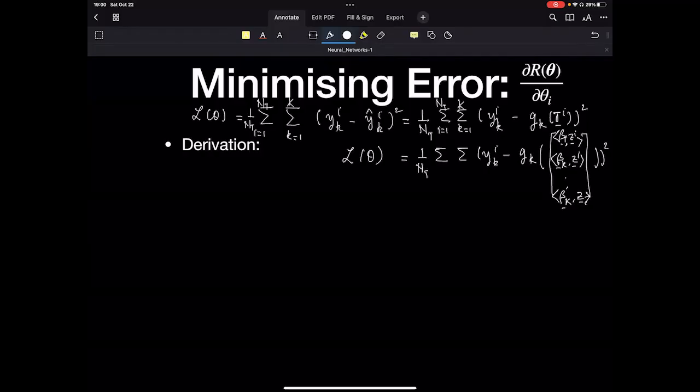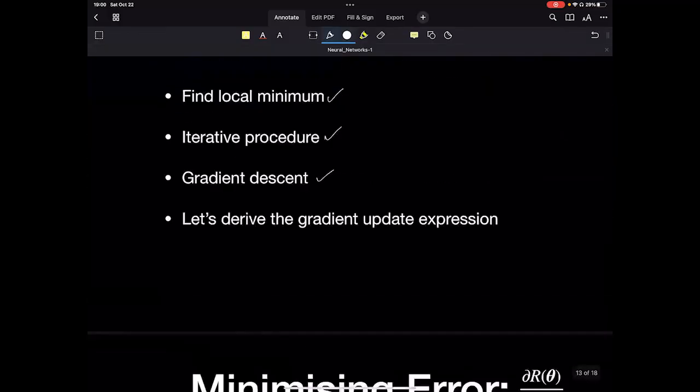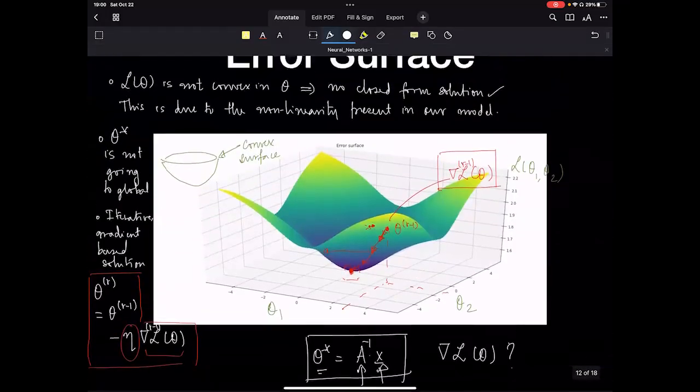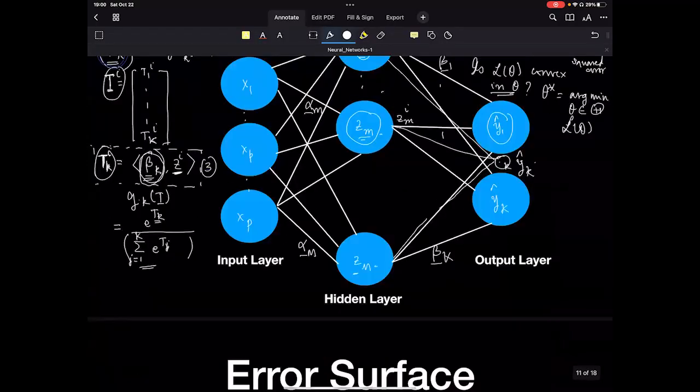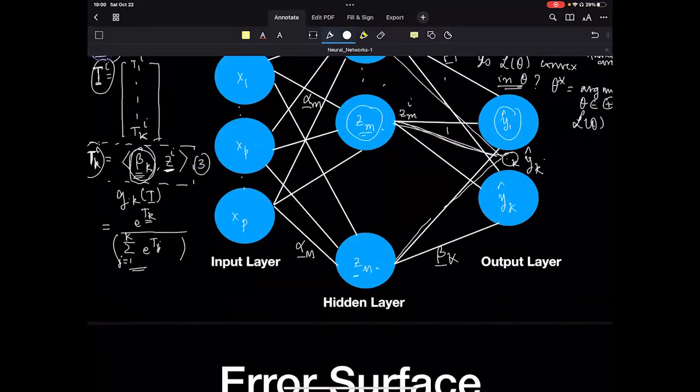Now, let's go back to our neural network. Here we had written this, right? Can you tell me the index label that I will associate with this beta? It's connecting the mth hidden layer node to the kth output layer node. So what is going to be the index for this particular beta? KM. Excellent. So this is KM.